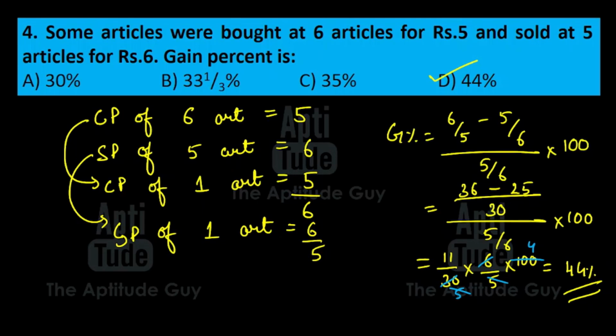For example, using that method, you cannot solve the very next question. But using this method, where you convert everything to one article, you can solve the next question also. But in this question, if you have any doubts, definitely drop them in the comments. Alright, let's move on to the next question.